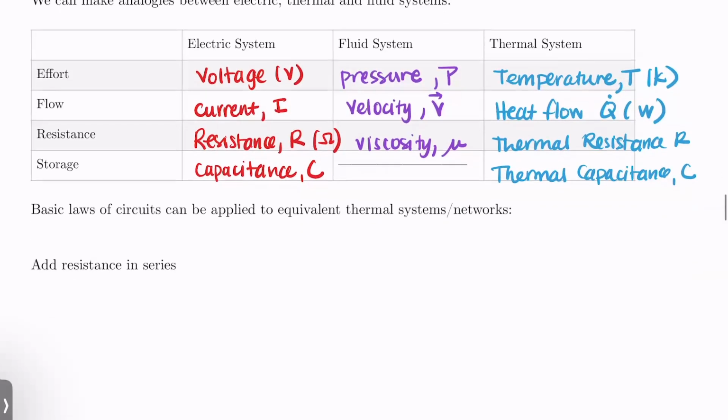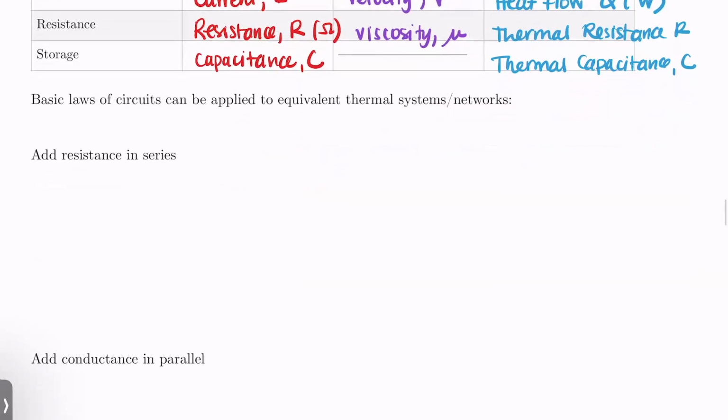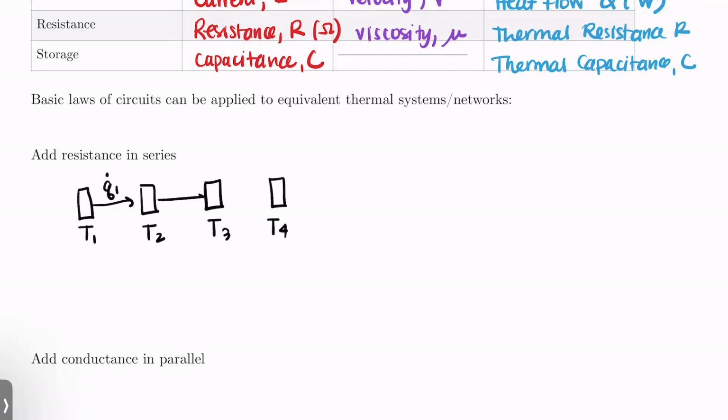All right, so we can use basic laws of circuits to relate equivalent thermal systems or networks. For example, if you have materials in series, resistance gets added using a specific rule. So if we have a material at T1 to T2 to T3 to T4, and then we have a Q dot going from each of these, like this, so we have Q dot 1, 2, 3.